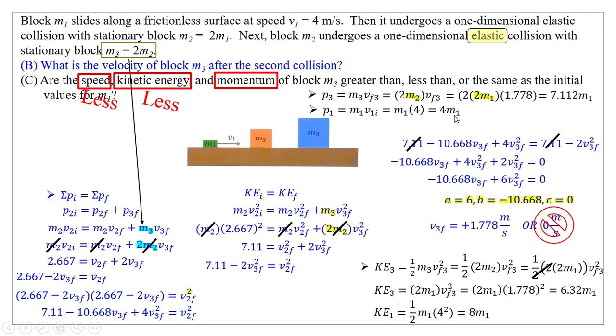So if you think about it, the momentum for the third block, not the system, is greater than the momentum initially of the first block. Once again, if you were looking at the whole system, it would be different, but here you're just looking at the individual block. So for momentum, it would be greater than.